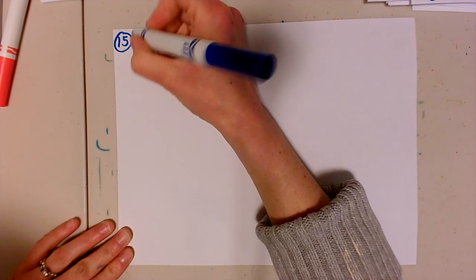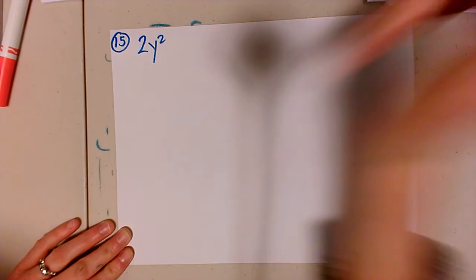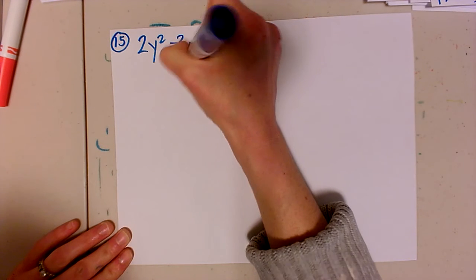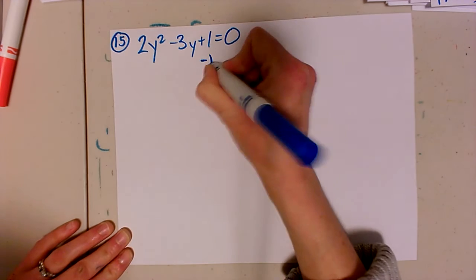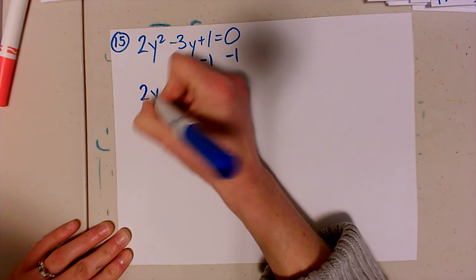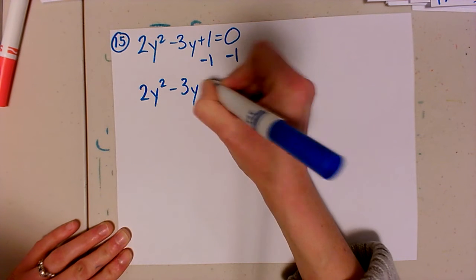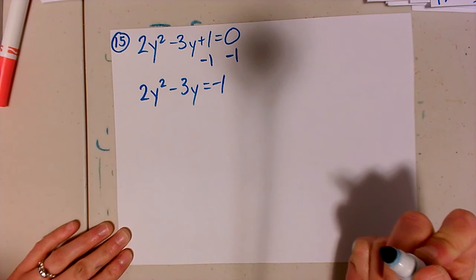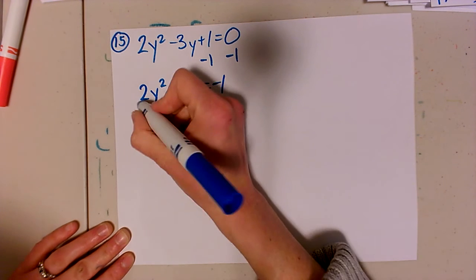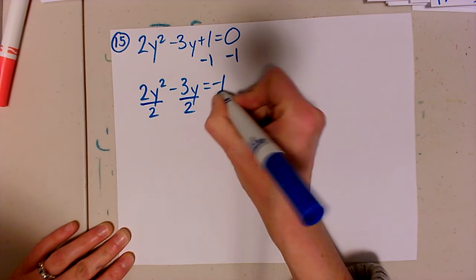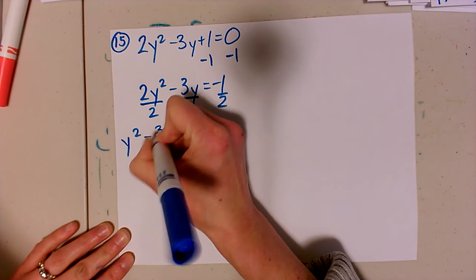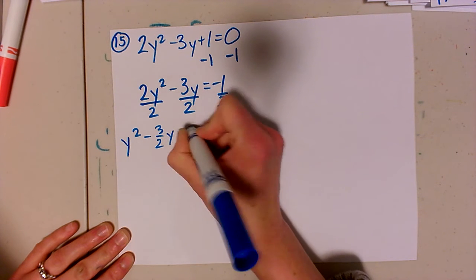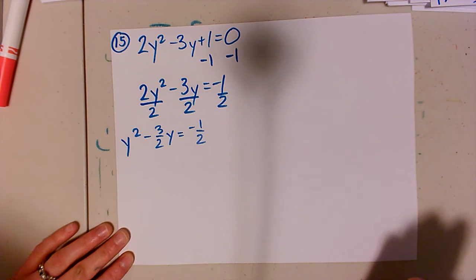So looking at 15, I have 2y squared minus 3y plus 1 is 0. Okay, so first thing, move the c term. So I'm going to get 2y squared minus 3y is negative 1. And then we'll divide everything by our a term of 2. So that gives me y squared minus 3/2 y is negative 1/2.